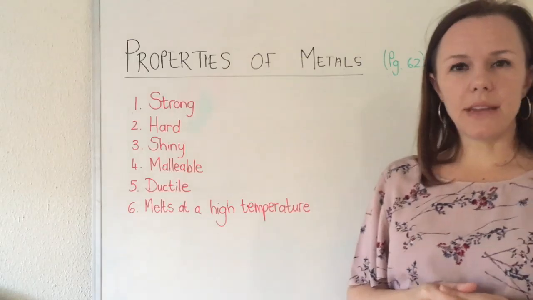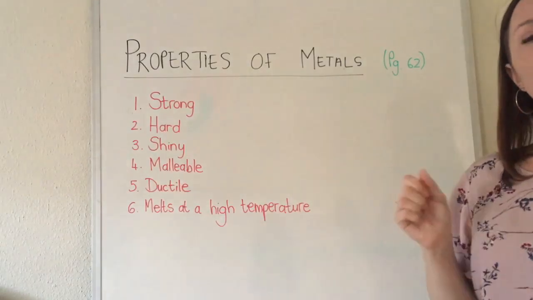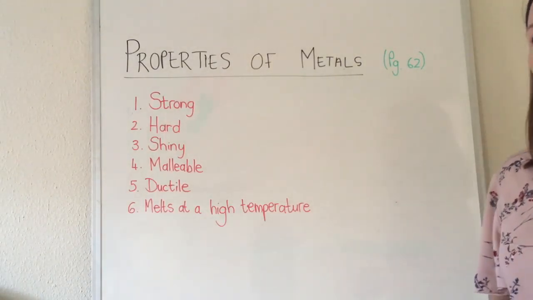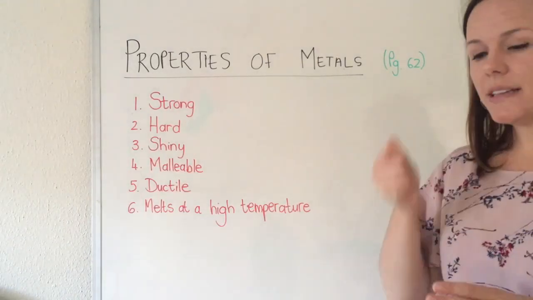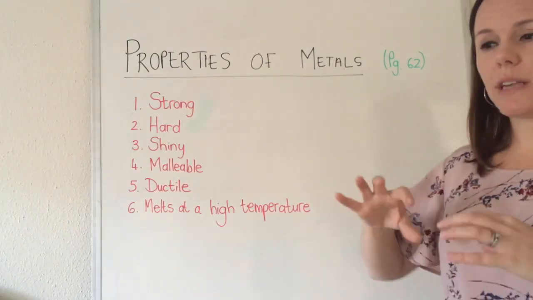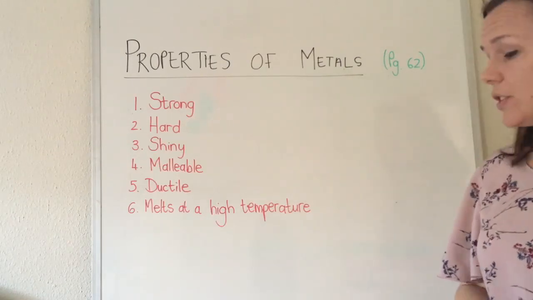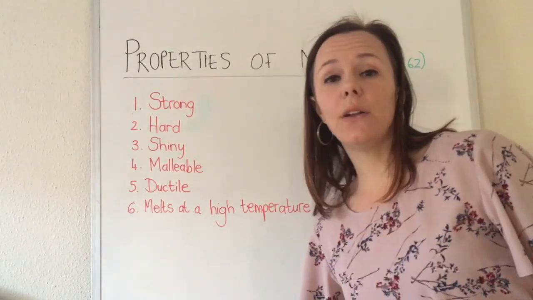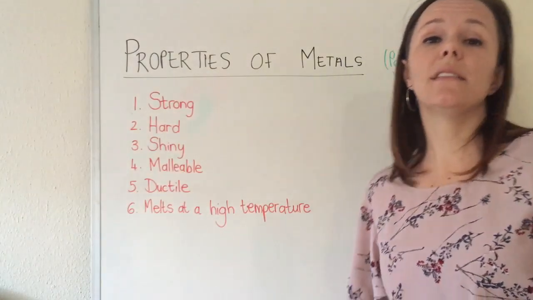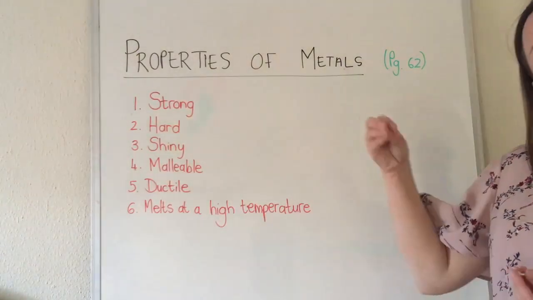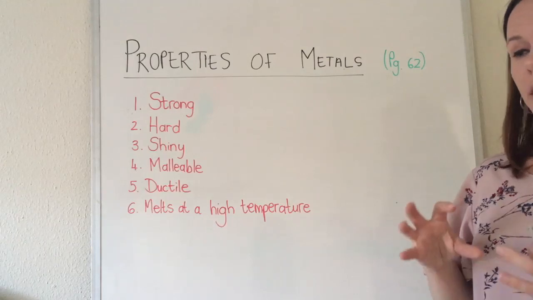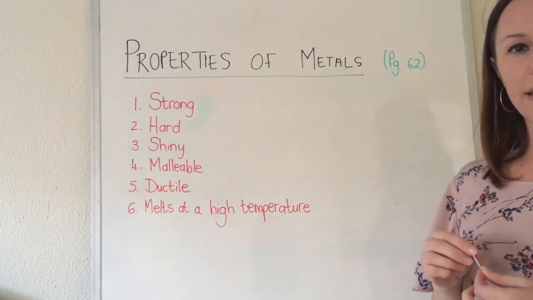Okay, number 4 is malleable. Now malleable means it can be bent or beaten into shape. So that means if I take a metal and I hit it with a hammer or something, I can form it into a shape that I want. Now mostly things are made with metal by heating the metal up to melt it, and then it's poured into a specific mold to get that shape.